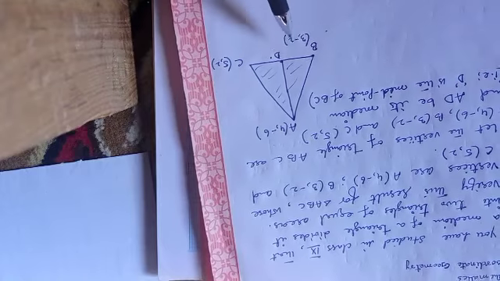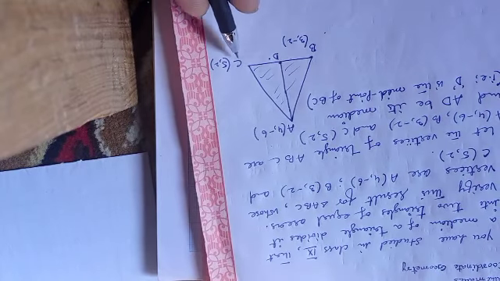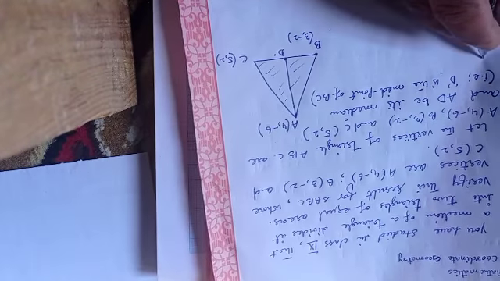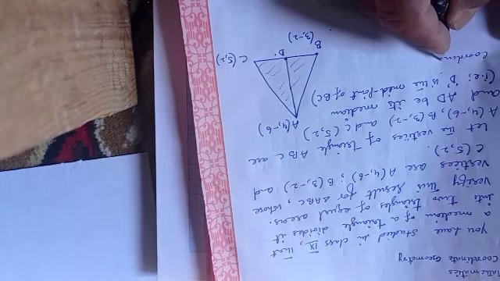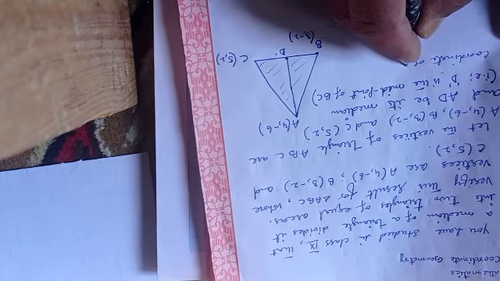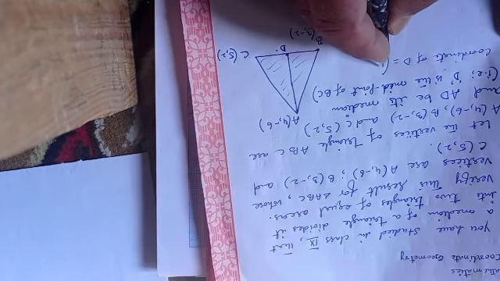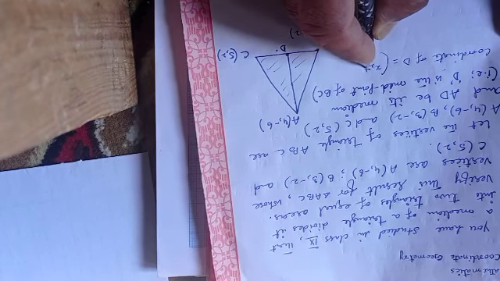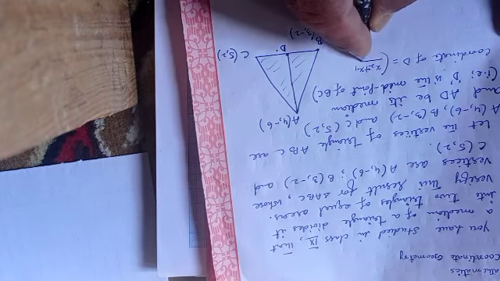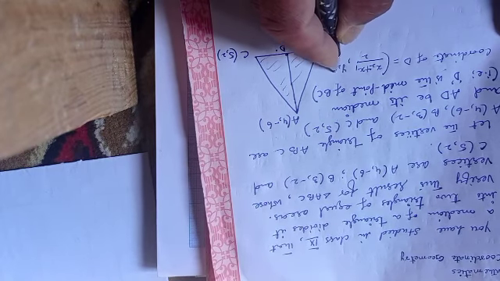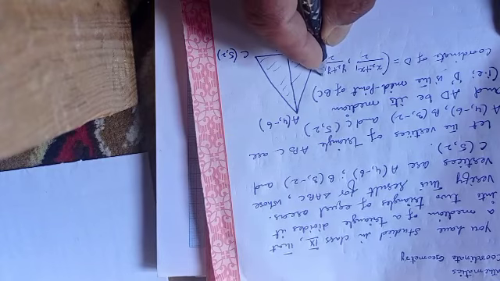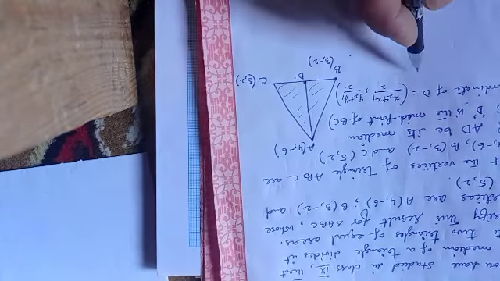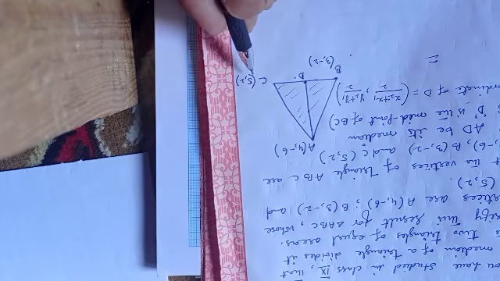So first we find the coordinates of D. D is the midpoint of BC. Then coordinates of D are ((x1 plus x2) divided by 2, (y1 plus y2) divided by 2). So when we find the coordinates of a midpoint, we use this formula. Here this is x1, y1 and this is x2, y2.